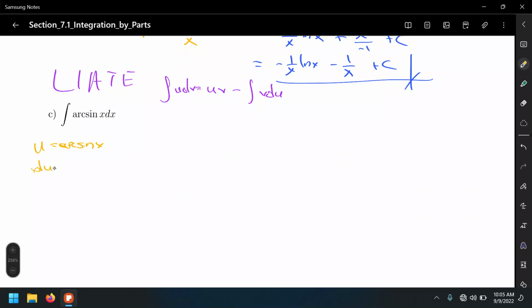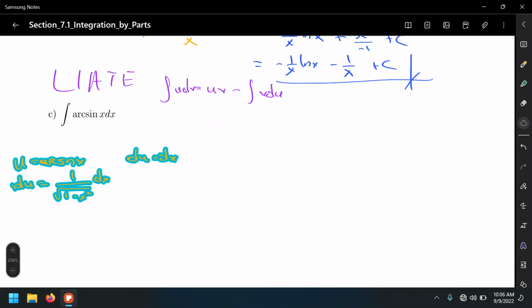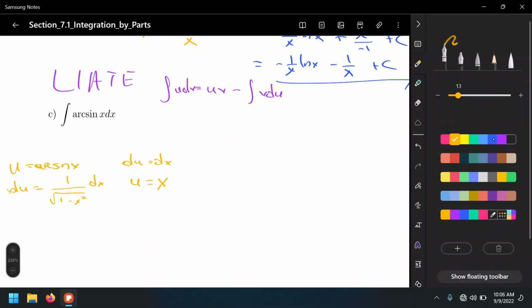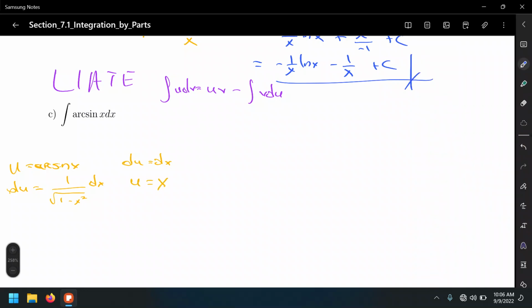And what's the derivative of arcsine? That's the trick. That's Calc 1. It's 1 over the square root of 1 minus x squared dx. And then the remaining part of the integral is going to be our dv, which is simply dx. So v equals x. So we're ready to evaluate this integral by parts.